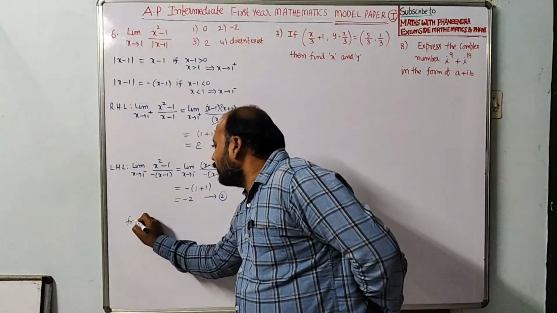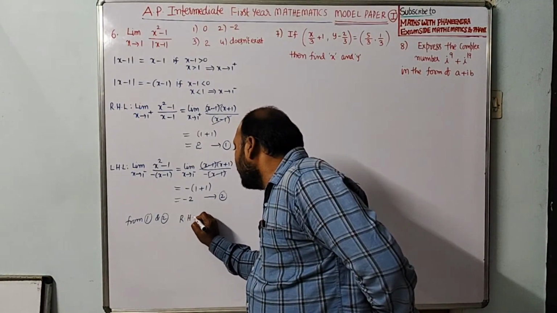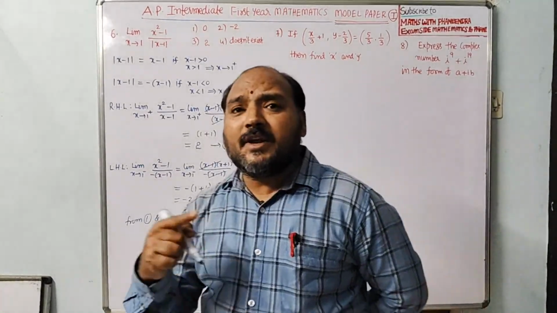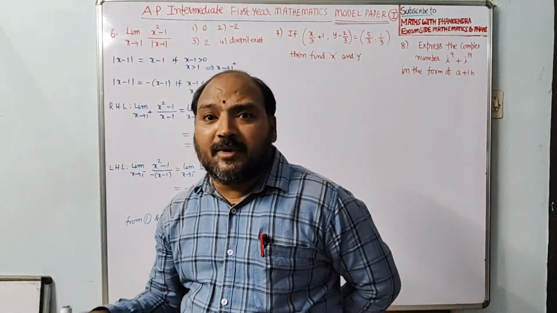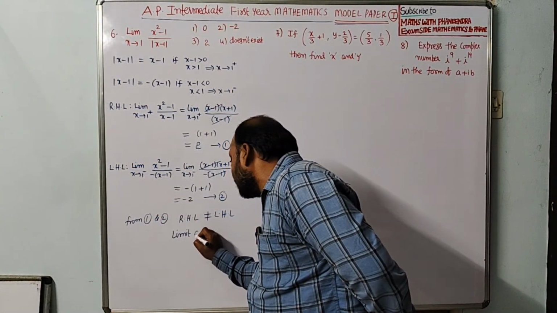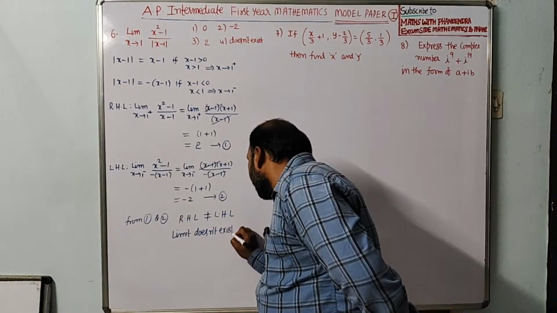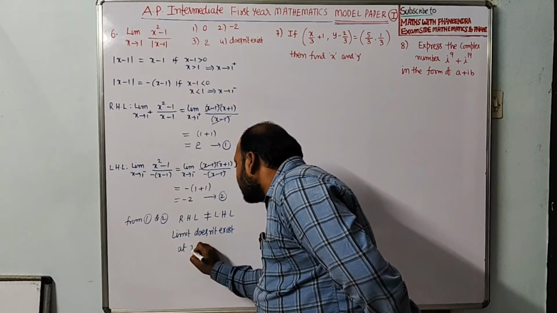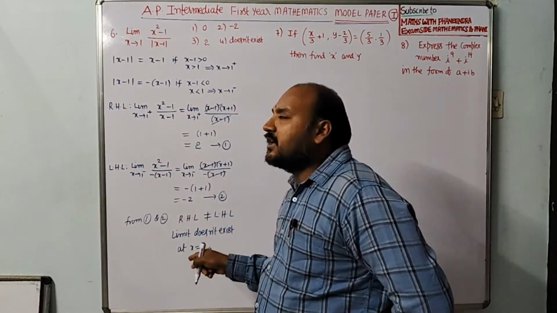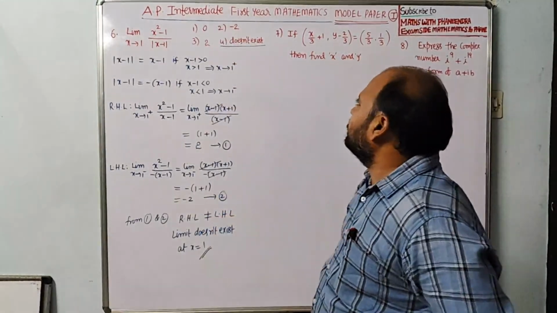From 1 and 2, RHL is not equal to LHL. Whenever right hand limit is not equal to left hand limit, limit does not exist. At x is equal to, what they mentioned here, 1 plus or minus means at x is equal to 1. This is the clear information. So limit does not exist. The fourth option is the right option, dear students.